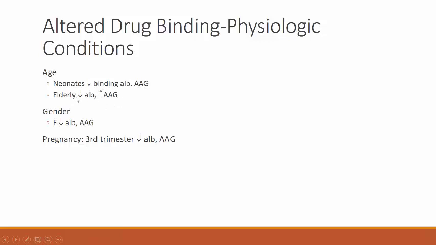The elderly will also have less albumin around, but they have more AAG. This makes sense, right? Because they maybe can't make the albumin, the nutrition's not as good, not quite as healthy, but they might have a lot more problems with inflammation and disease states and using that acute phase reactant, so you'll see increases in the amount of AAG around.